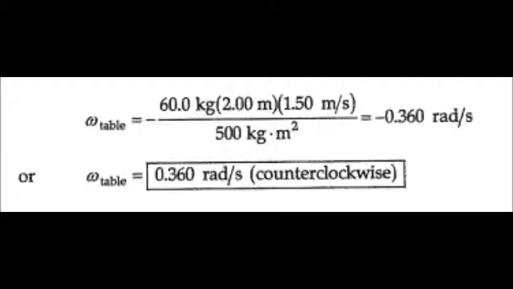Now solving for the angular velocity of the table, plugging in the values we have, we get 60 kilograms for the mass times 2 meters for the radius times 1.5 meters per second for the velocity, all divided by the moment of inertia, 500 kilogram meters squared, which is equal to negative 0.360 radians per second. Or you can rewrite it as the angular velocity of the table is equal to 0.360 radians per second, but counterclockwise.